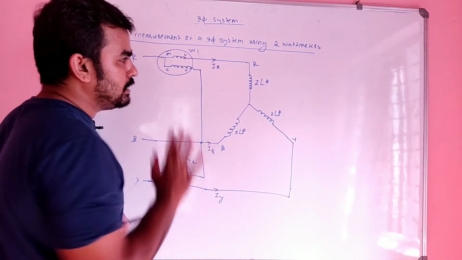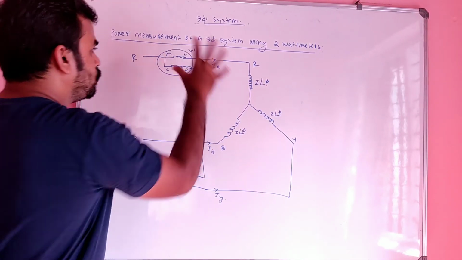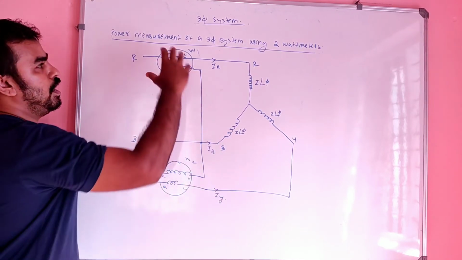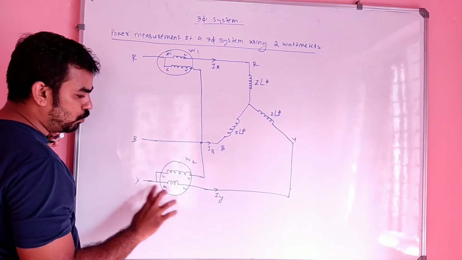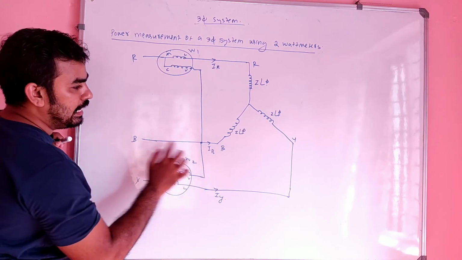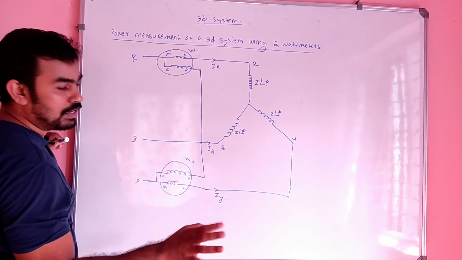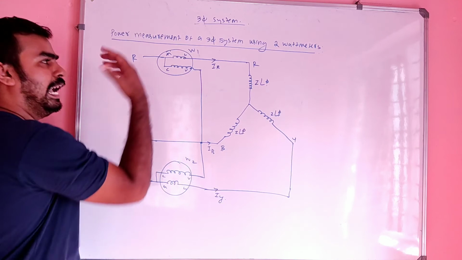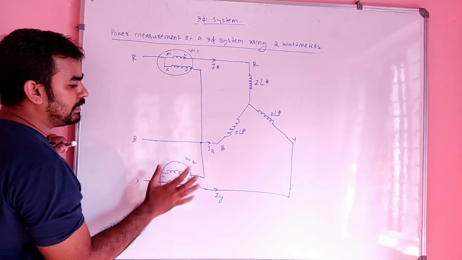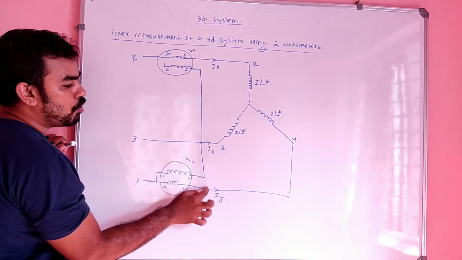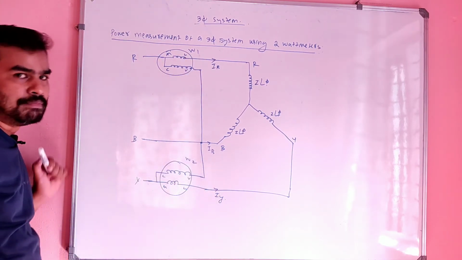See, this is a balanced system now. Z angle phi, there is no change because all are the same. And two wattmeters are here. One wattmeter is connected across R and B, and the other is connected across Y and B. That means B is common for wattmeter 1 and wattmeter 2. I mean the voltage coil common is the B line. This is one way. You can also connect another wattmeter here and take the common point as Y for both wattmeter 1 and wattmeter 2.